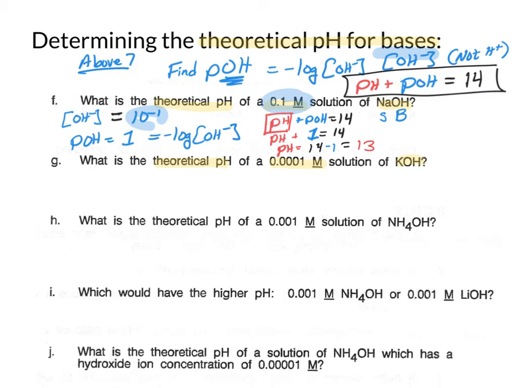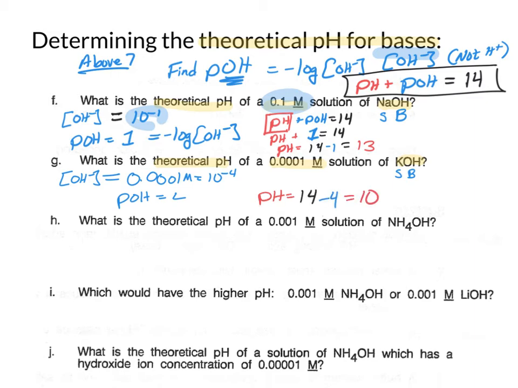Here we have a strong base, so that's going to tell us hydroxide ion. It's strong, so it's going to be equal, and in this case we have hydroxide ion concentration of 10 to the negative 4 molar, which means my pOH is 4, and then we find the pH by subtraction. In this case, that's 14 minus 4, and our pH is going to be 10.